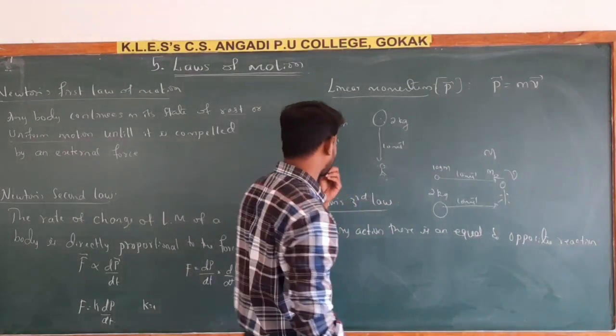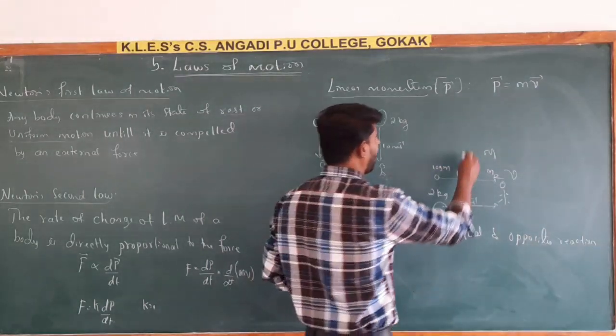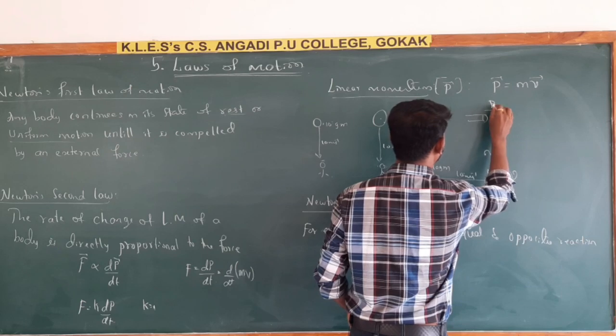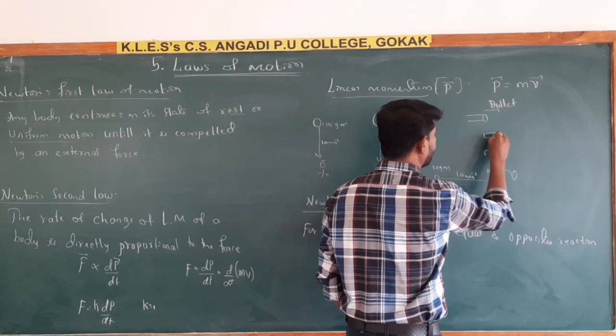And I will give you one more example, where you can keep the mass constant and change the velocity. We are having a gun and we are firing the bullet. And we are having a bullet separately.